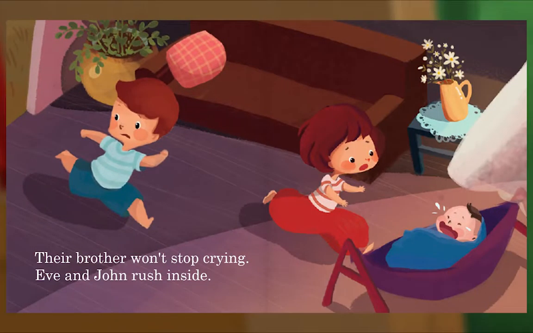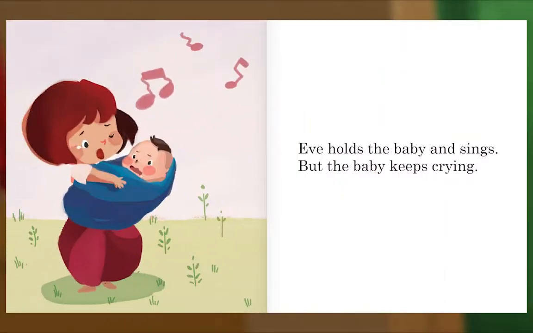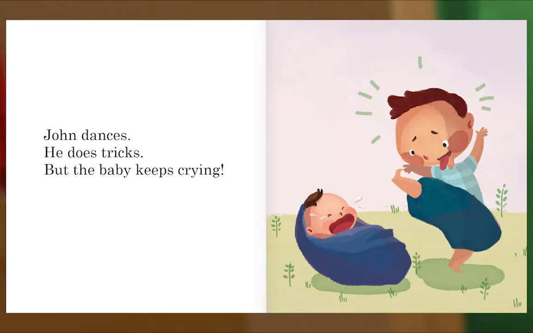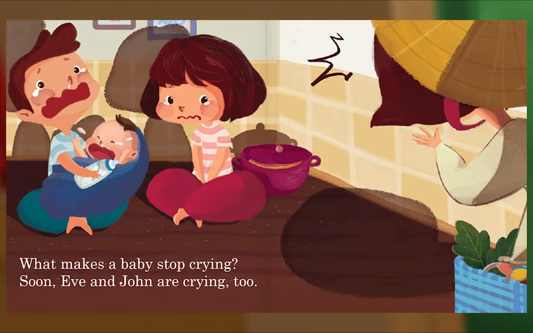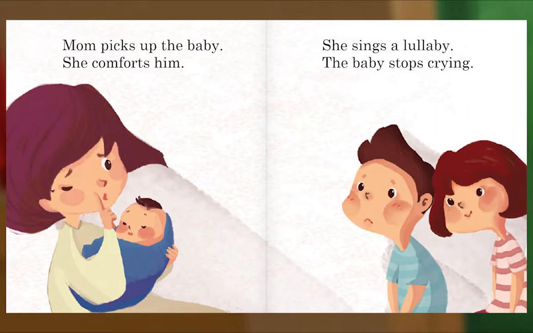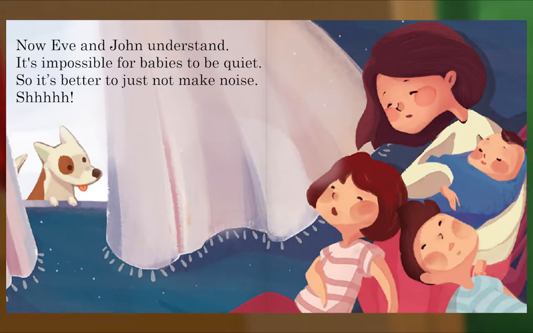Their brother won't stop crying. Eve and John rush inside. Eve holds the baby and sings, but the baby keeps crying. John dances. He does tricks, but the baby keeps crying. What makes a baby stop crying? Oh, soon Eve and John are crying, too. Mom picks up the baby. She comforts him. She sings a lullaby. The baby stops crying. Now Eve and John understand. It's impossible for babies to be quiet, so it's better to just not make noise.